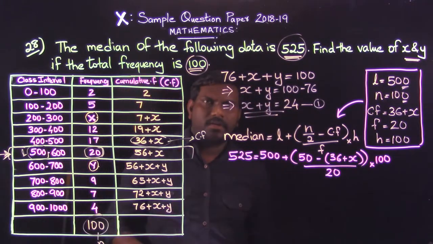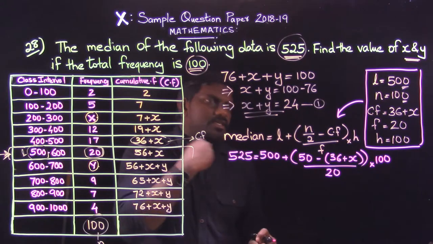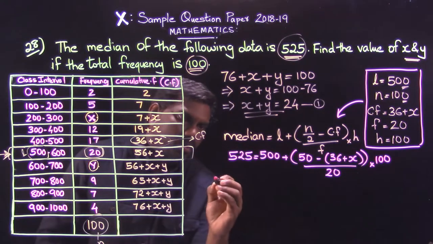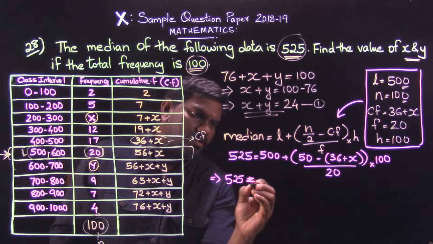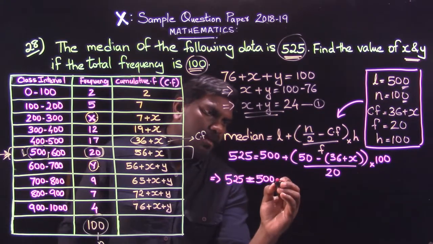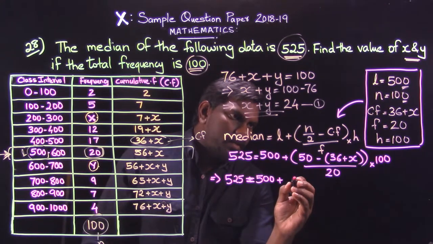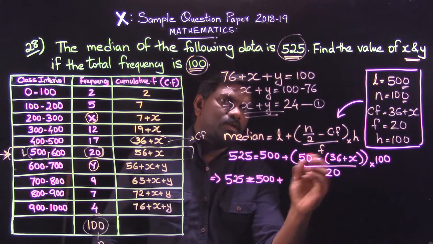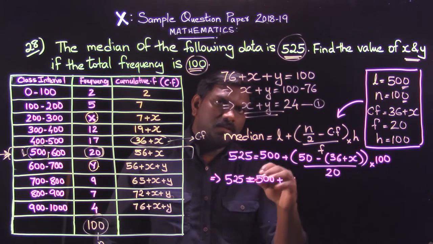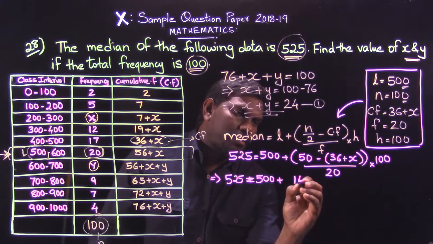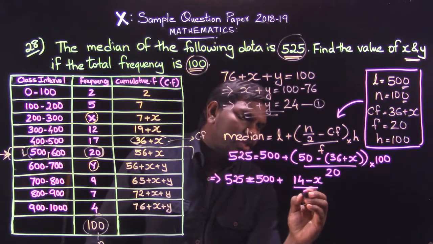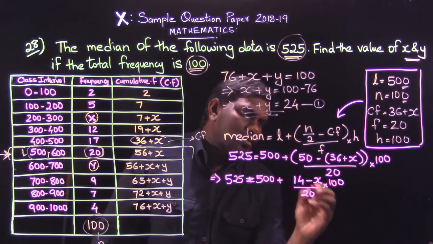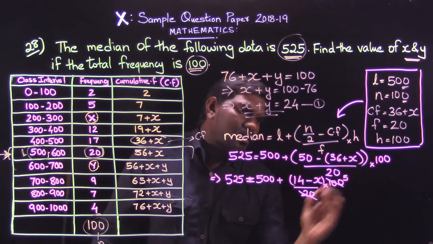Got a clear idea, I hope. So you have the formula, you have all these values, just keep on substituting and you'll get to the answer here, which implies 525 equal to 500 plus, this one I'm going to just subtract straight away: 50 minus 36, that is 14. So 14 minus x, because you're going to multiply inside, by 20 into 100. So this 20 and this 100 can be cancelled, and how many times? 5 times.